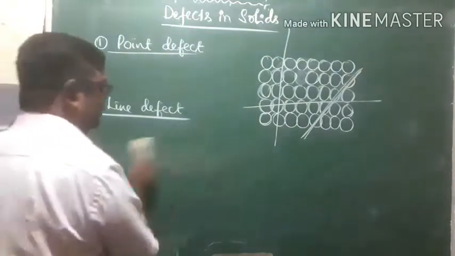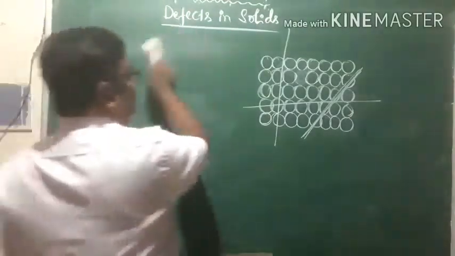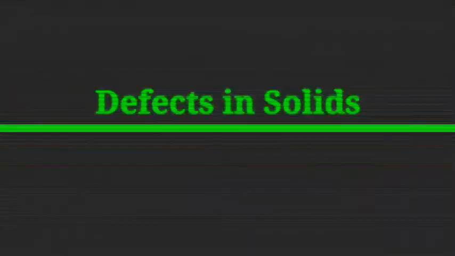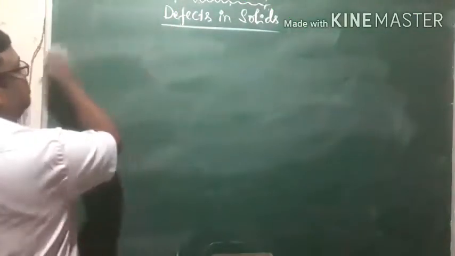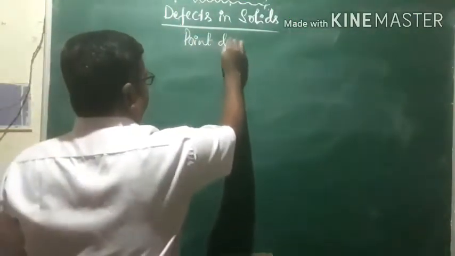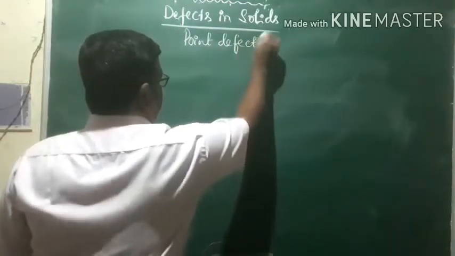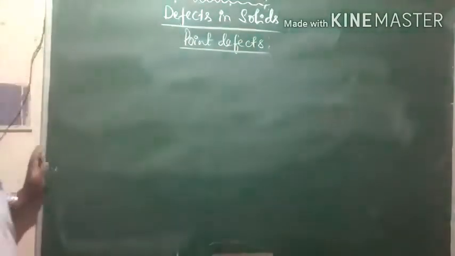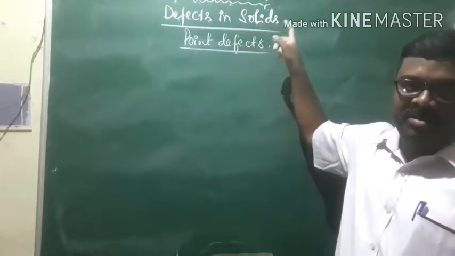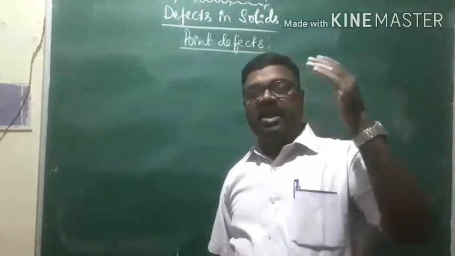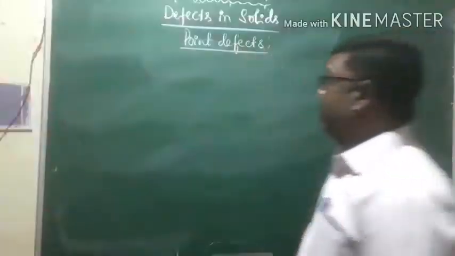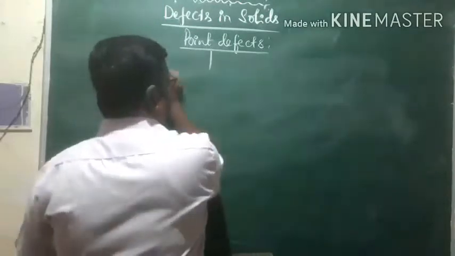And of course, as far as your syllabus is concerned, we are supposed to study only one kind of defect, that is what we call point defects. Yes, we'll see the point defects. This is what we call irregularity or deviation from ideal arrangement around one particular point in a point defect. So point defects will be of three types.